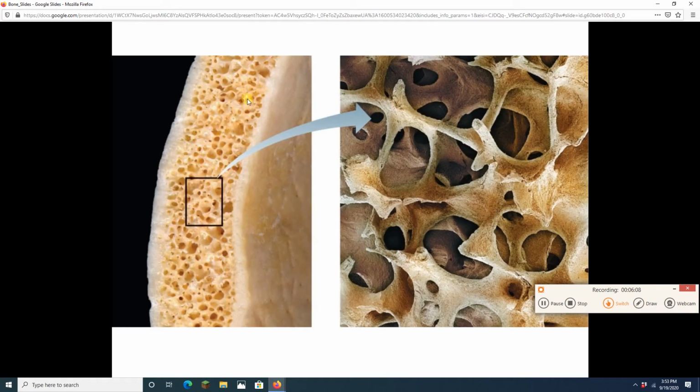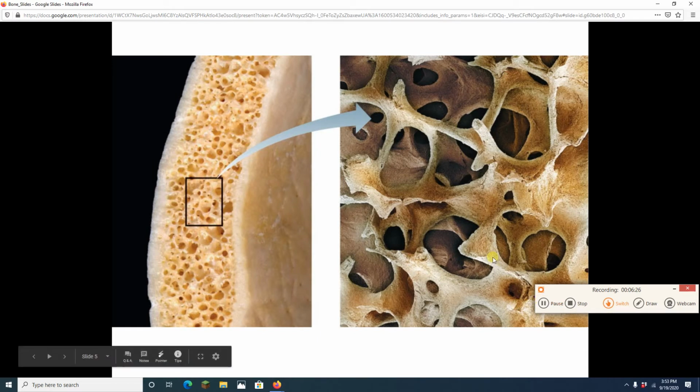Here is a flat bone, and we've got compact bone, and we've got spongy bone in the middle. We see the interconnecting trabeculae with the spaces for marrow left over.